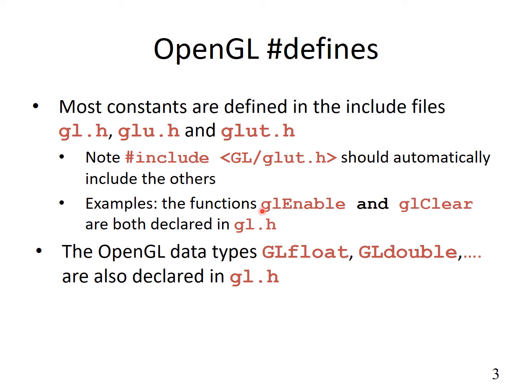The functions glEnable and glClear are both declared in gl.h. We can tell this because these functions have the prefix gl rather than glut or glu. The OpenGL data types GLfloat and GLdouble are also declared in gl.h. Generally, definitions that are present in glu or glut will have the prefix glu or glut.